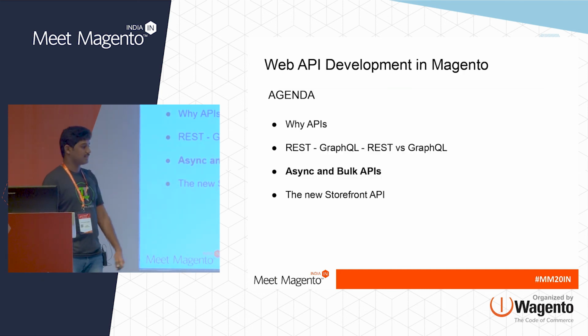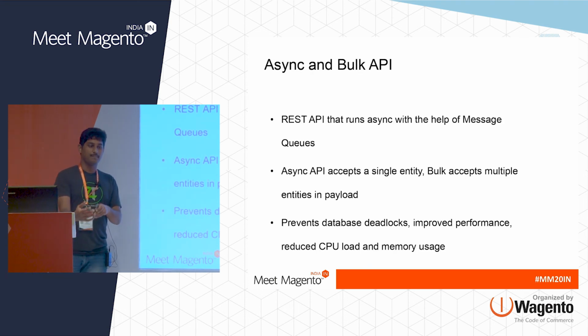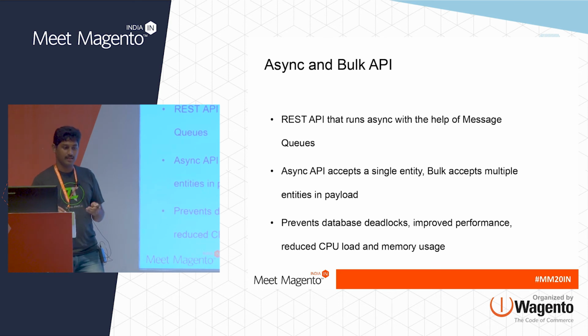Then we will see about async and bulk APIs. There was a company called MageComp, and they had a unique problem.